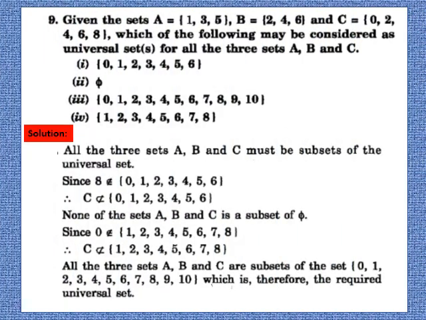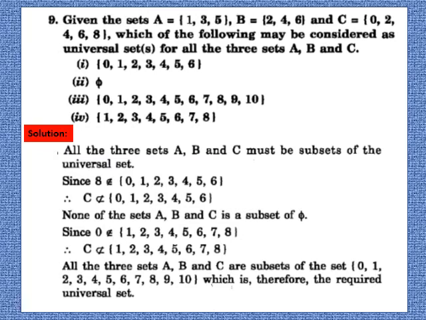Moving to question 9. Given the set A is 1, 3, 5, B is 2, 4, 6, C is 0, 2, 4, 6, 8, which of the following may be considered as the universal set for all the three sets A, B, C? Now we have four options, 1, 2, 3, 4. So the universal set must contain all the elements of sets A, B, C. First we have 0, 1, 2, 3, 4, 5, 6. It does not contain 8, so this cannot be the universal set. Second we have 5, which does not contain the elements.